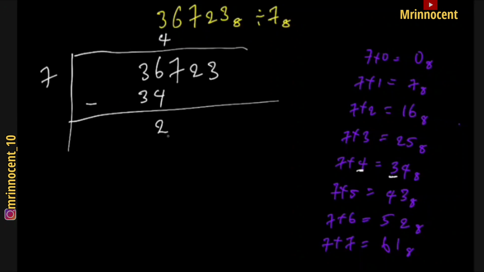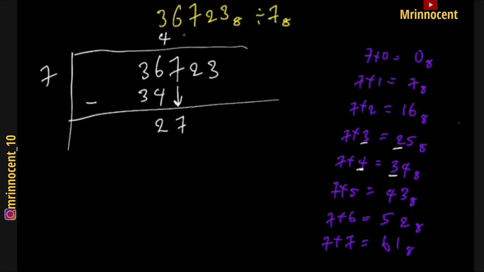7 divided by 2 cannot. Bring down 7. 7 divided by 27. So you come to the chart table and look for a number that is 27 or a number that comes before 27. So here you have 3, which is 25. So we have 3. 3 times 7 is 25. You subtract. So 7 minus 5 is 2. And 2 minus 2 is 0.